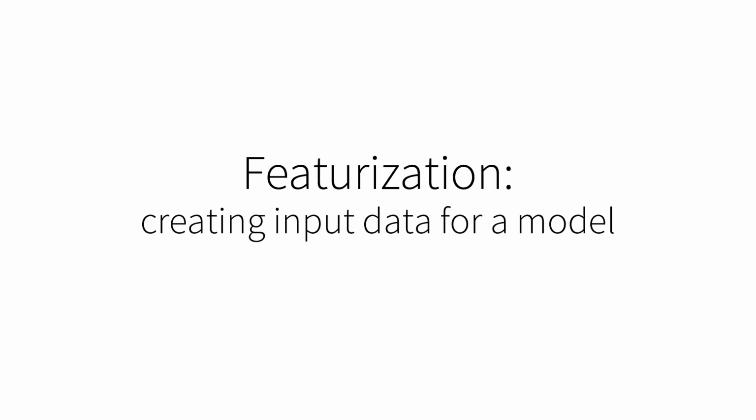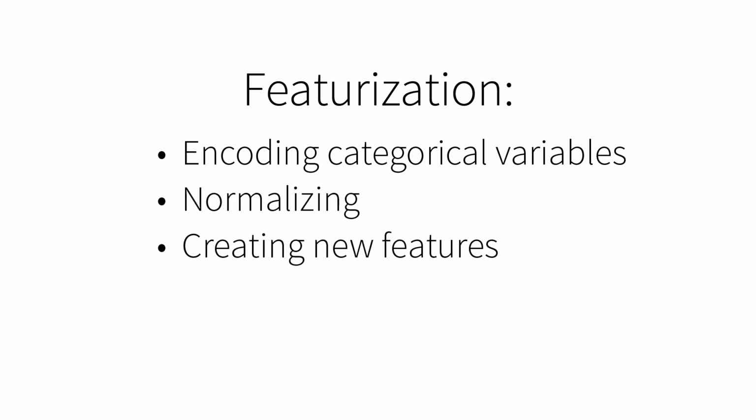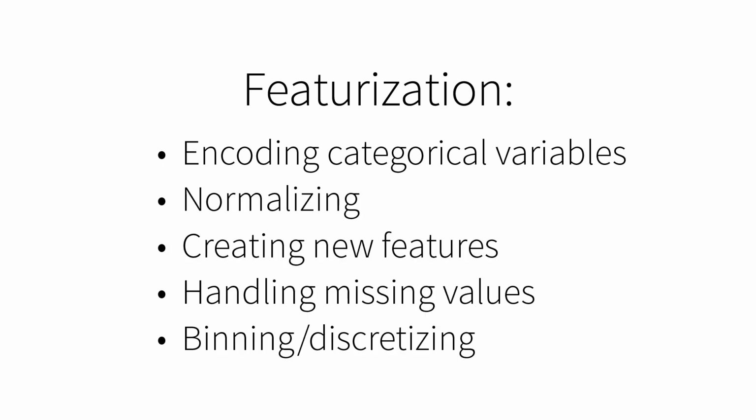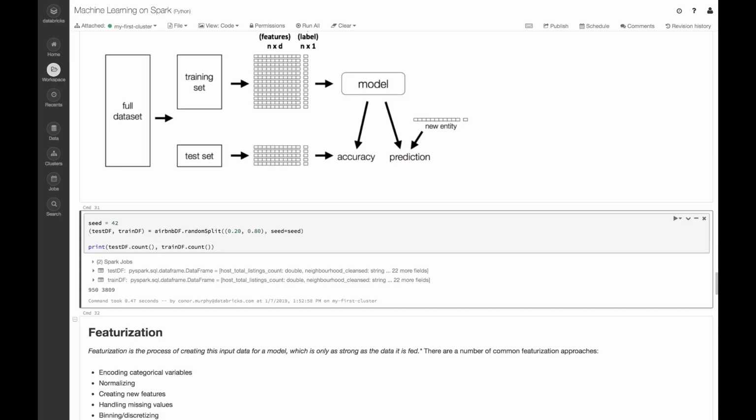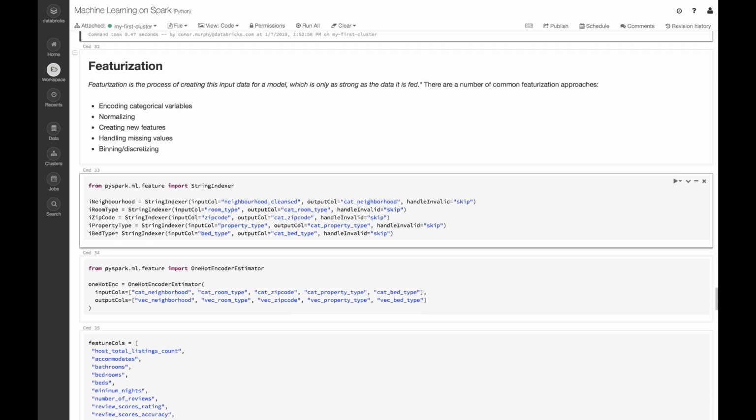Featurization is the process of creating the inputs for machine learning models. There are a number of different approaches to featurization. This includes encoding categorical variables, normalizing, creating new features, handling missing values, and binning values. Here, I'm going to use the string indexer that we saw in the last lesson, and I'm going to take all of my different categorical features and index them.